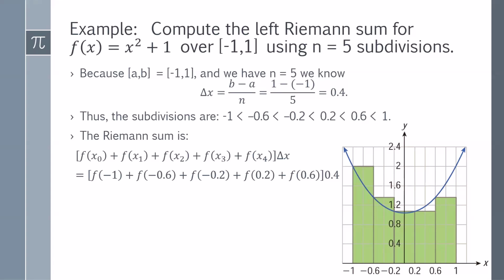We throw in our numbers. x_0 is -1, x_1 is -0.6, x_2 is -0.2, x_3 is 0.2, and x_4 is 0.6. Delta x is 0.4. Adding them up, we get 2.72 as our area. Looking at the picture, it's difficult to say if this is an underestimate or overestimate because parts of this are overestimating the area, for example from -1 to positive 0.2, and parts of it are underestimating, for example 0.2 to 1.